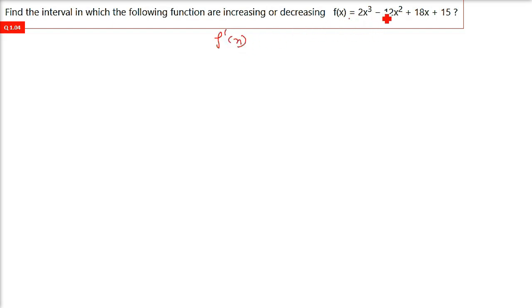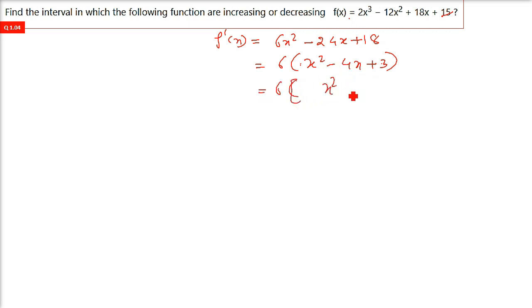So f dash x is equal to, I am differentiating now, 6x square, here 12 into 2, 24x, here 18, and 15 will be 0. So this is f dash x. Now let us take the 6 out, because we can see everywhere it is 6. So I'm taking 6 out, x square minus 4x plus 3. Now take the root. You know how to make the root? I always see the first and last number, 3 and 1. In order to form 4, we just add these two, but in negative, because we need negative 4.